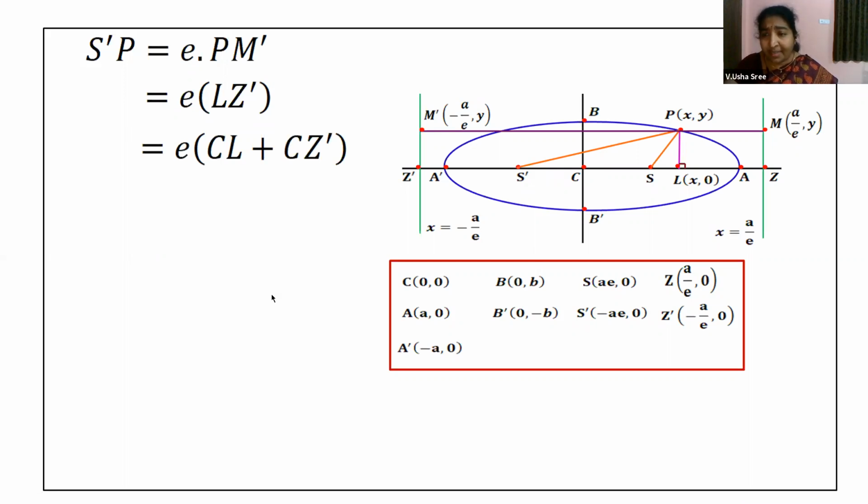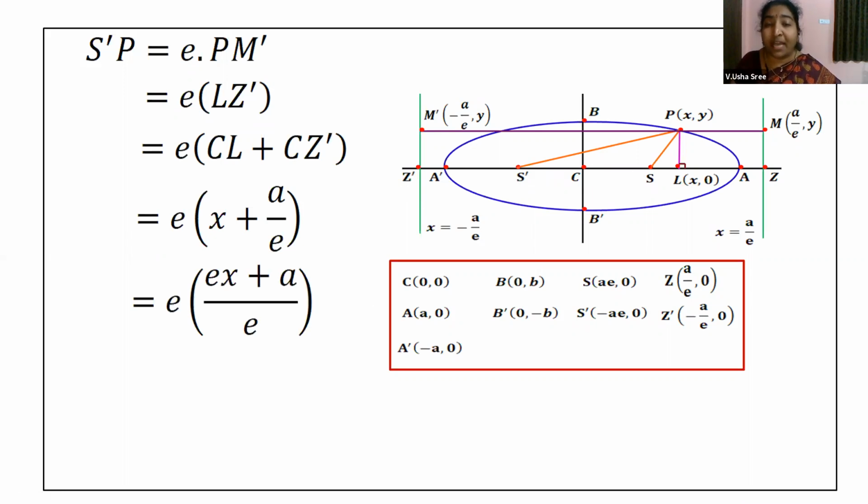Do you know what is CL? Just now we have seen that length is taken as X. So X we have, and what else we need, children? C to Z dash. It is taken as A by E as the distance. So we'll take it as X plus A by E. Again, by taking LCM inside the bracket, you will have it as EX plus A by E. And of course, E and E get cancelled. We are left with EX plus A.